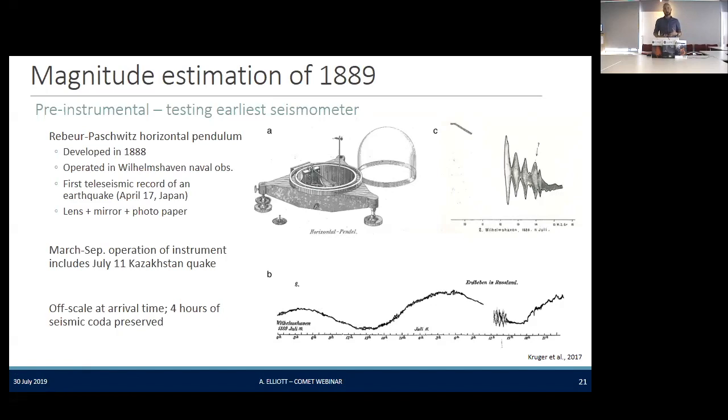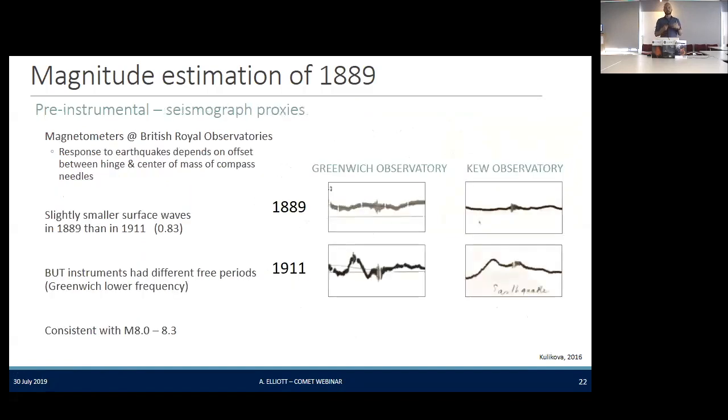Furthermore, this earthquake was so large that even though it happened all the way in Germany, it sent this poor delicate instrument off the scale. And so the only part of the earthquake that's recorded is the coda here, just the tail end of the seismic waves, not any of the real important information about the source. Nonetheless, Galina Kulikova and Frank Kruger were able to evaluate this, especially in comparison to the nearby 1911 earthquake, and assess a magnitude for that event.